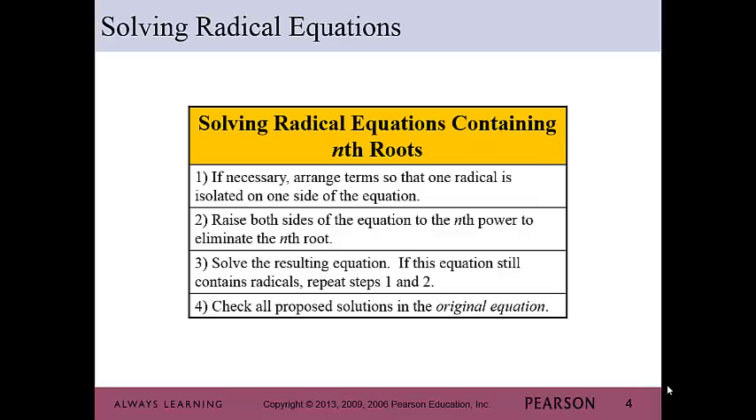If you have the square root, you're going to raise it to the second power. If you have the cube root, you'll raise it to the third power, so that you can eliminate the radical. Then after you do that, you simplify. After you simplify, if there's still a radical in the problem, you need to repeat steps 1 and 2 again. Then you must, let me say it again, you must check to determine if the solution you came up with is a solution. And you'll see in more detail what I mean about that.